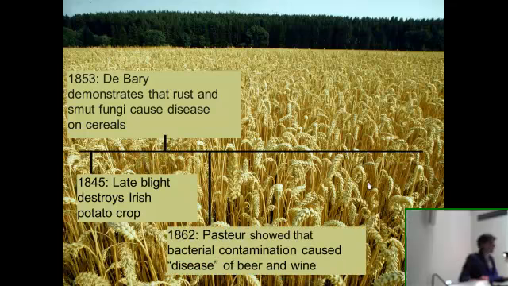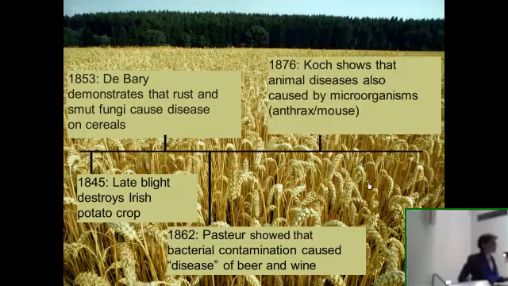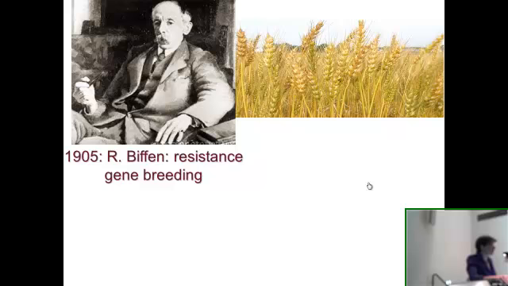In 1862, Pasteur showed that when you make beer in sterile conditions, there was bacterial contamination that could cause disease. And he was familiar with Antoine de Bary's work, and he hypothesized that animals too would be infected by microbes. And as Bruce said, in 1876, Koch showed that indeed animal diseases were also caused by microorganisms. So this launched really the beginning of modern agriculture.